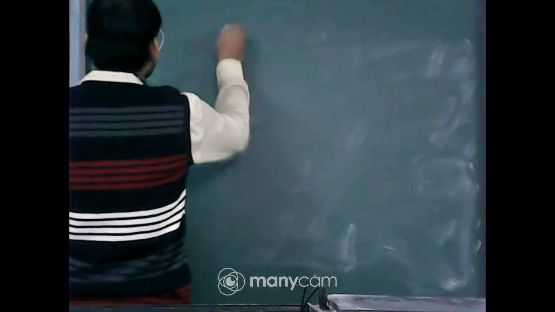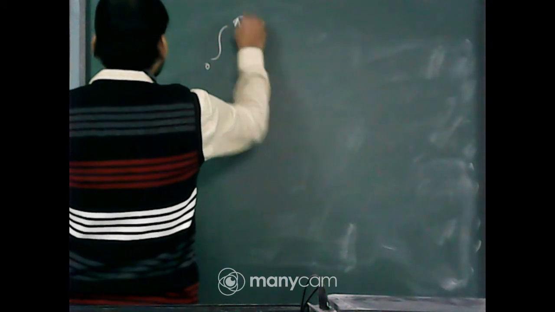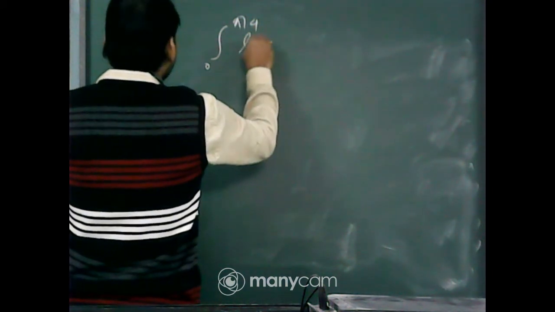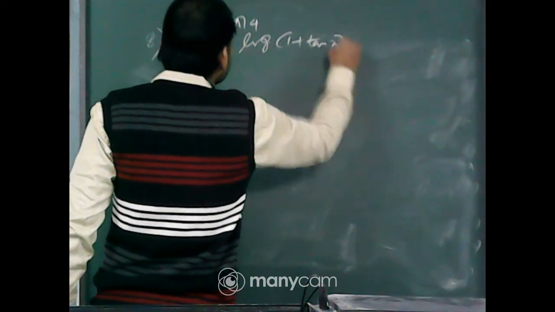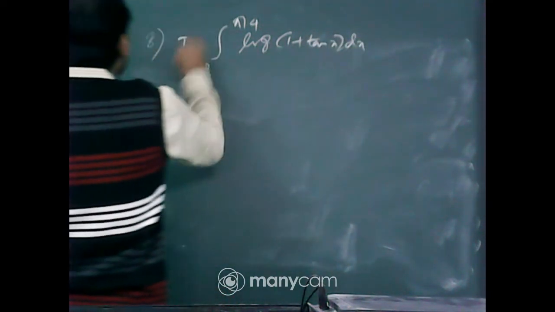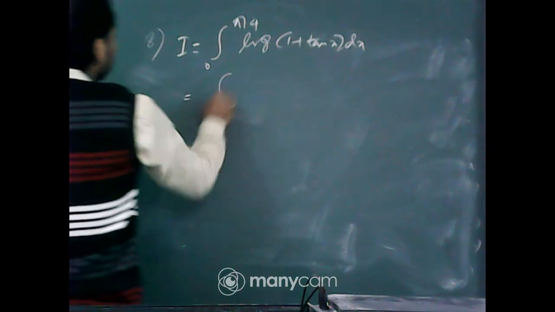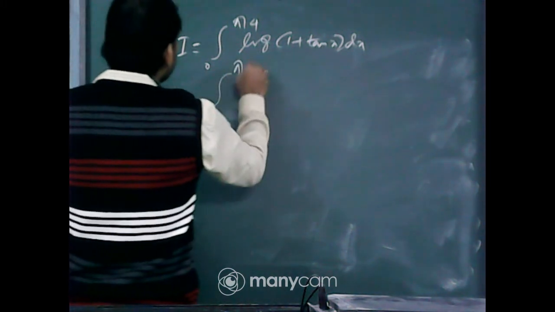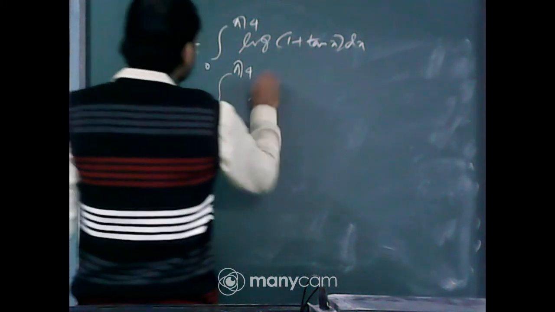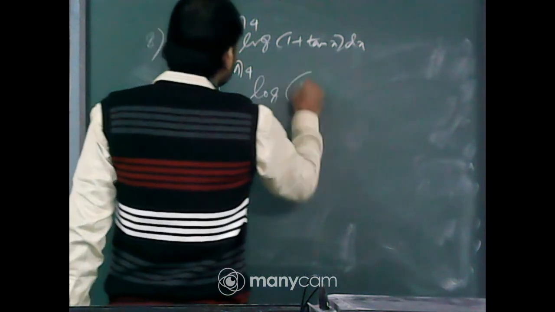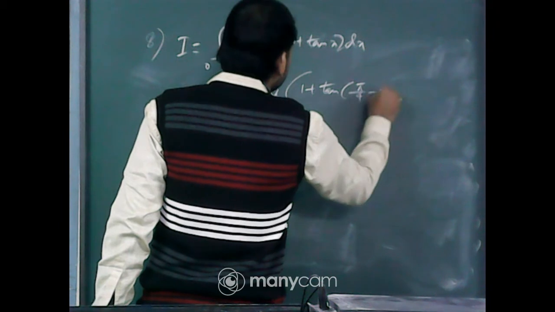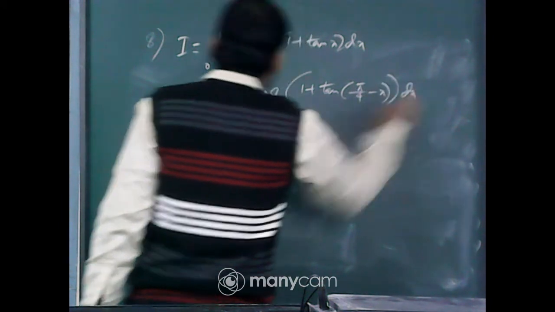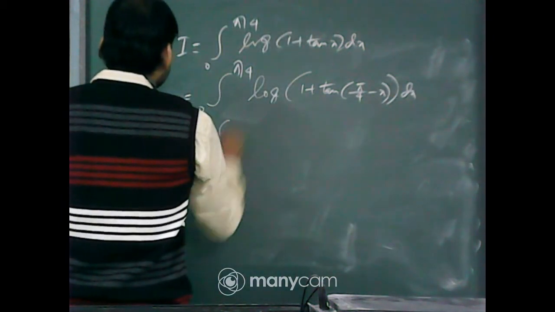That is the integral from 0 to pi by 4 of log of 1 plus tan x dx. Take it as I, the integral. Now using the property P4, 0 to pi by 4 log 1 plus tan of pi by 4 minus x dx, 0 to pi by 4.